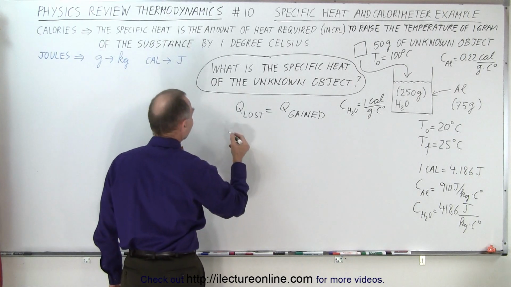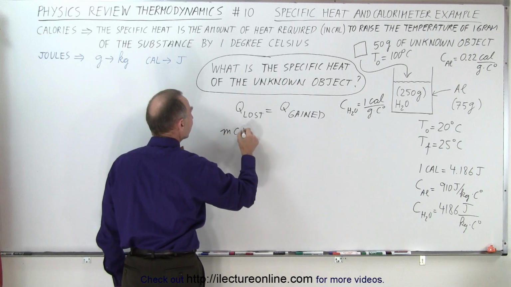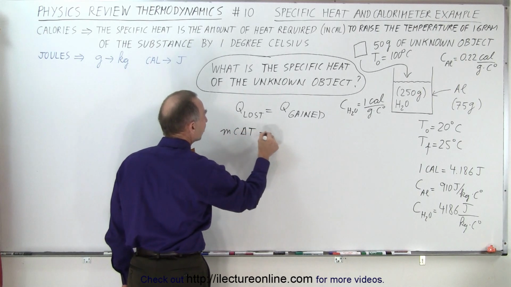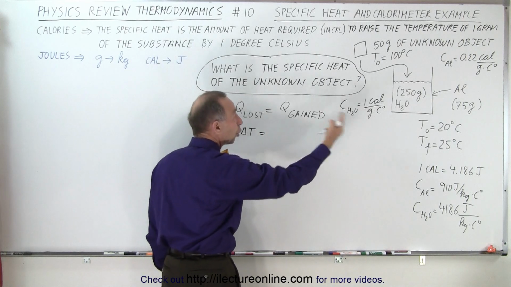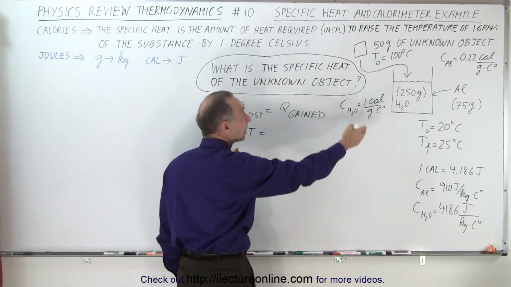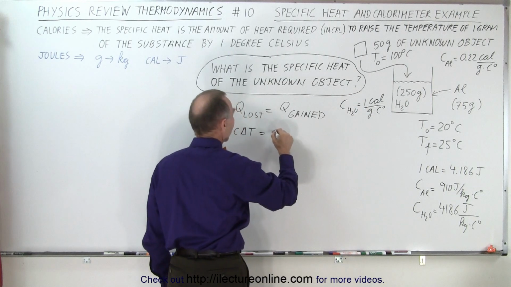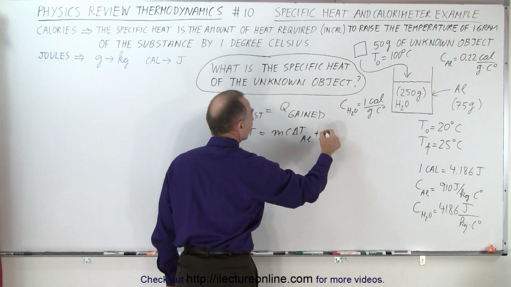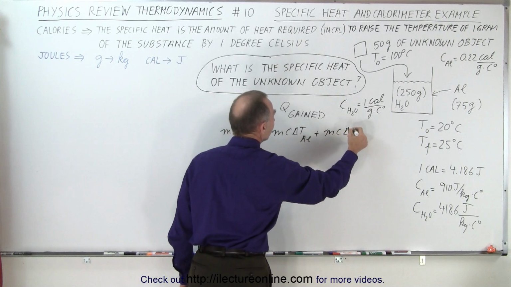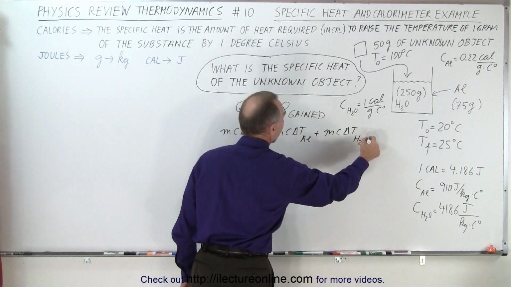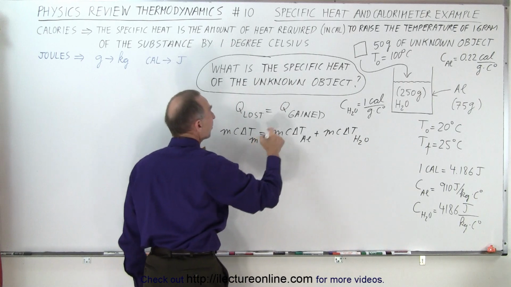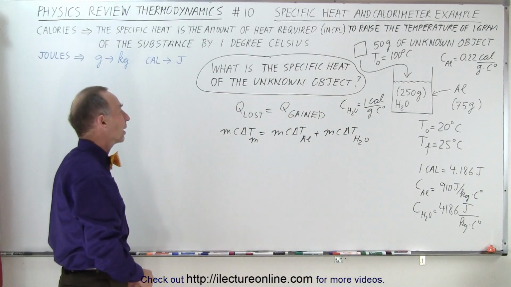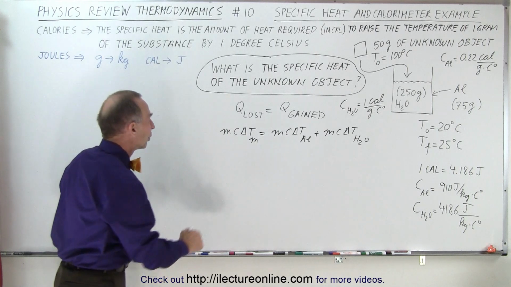So in this case, on the left side, we say we have mcΔT, which is the amount of heat lost by the hot object, and that must equal the heat gained by two cold objects, the aluminum and the water. So we have mcΔT for the aluminum plus mcΔT for the water. And let's just call it sub m for the unknown metal. Let's just say that the object here is the unknown metal.